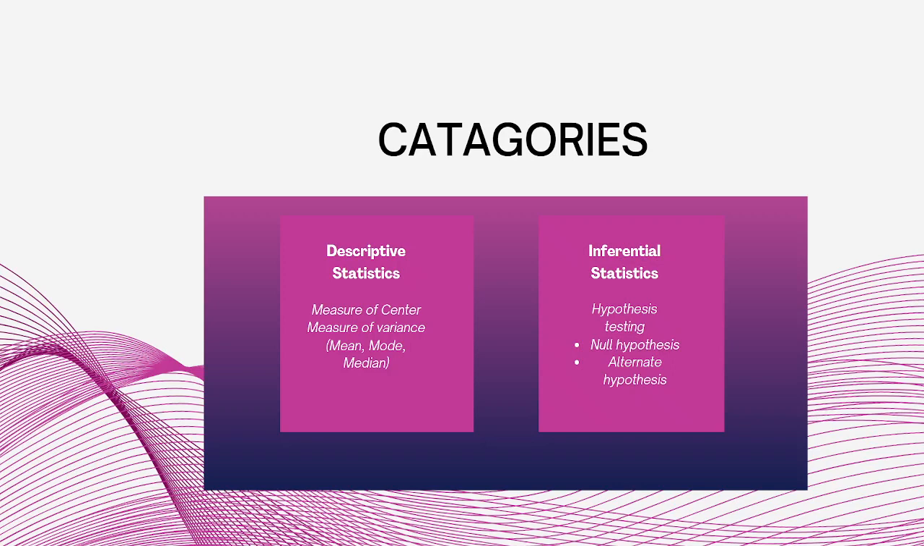Basically, statistics is categorized into two types: descriptive statistics and inferential statistics. We will learn about it later. Under descriptive statistics come measure of central tendency and measure of variance. In measure of central tendency, we will study mean, mode, and median. And in inferential statistics, there is hypothesis testing. Hypothesis testing is also of two types: null hypothesis and alternate hypothesis.